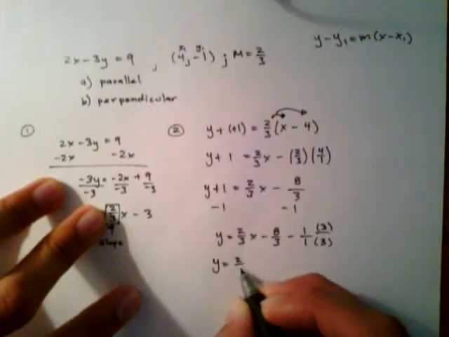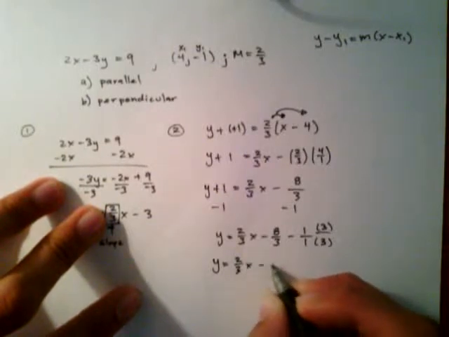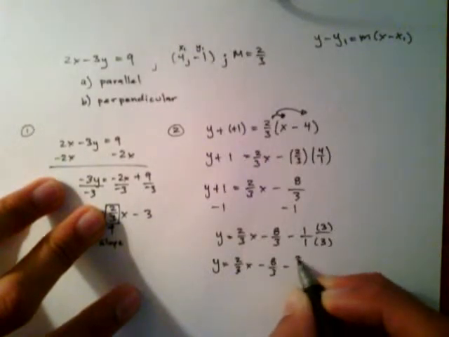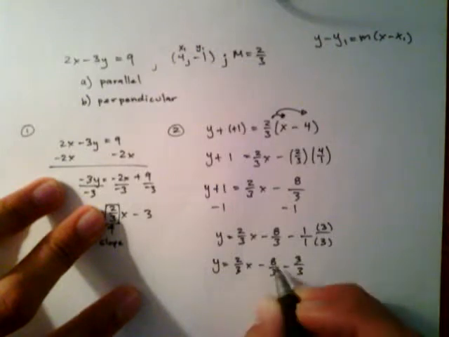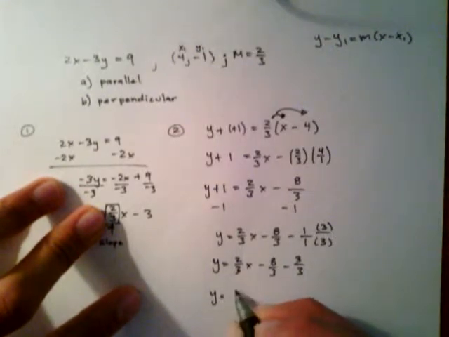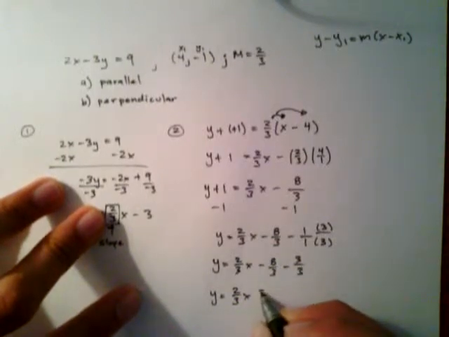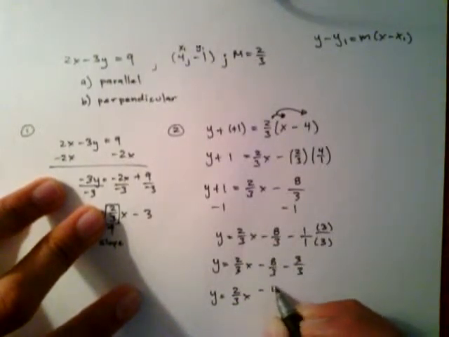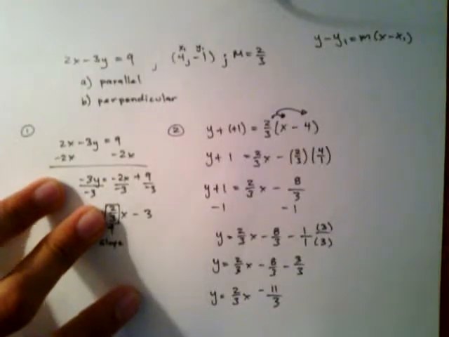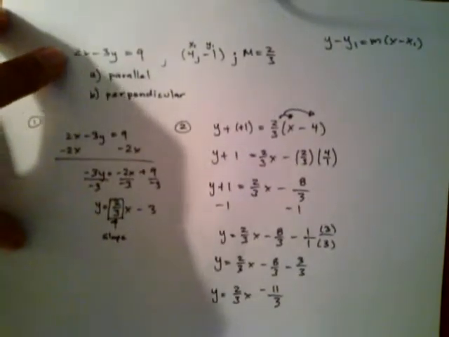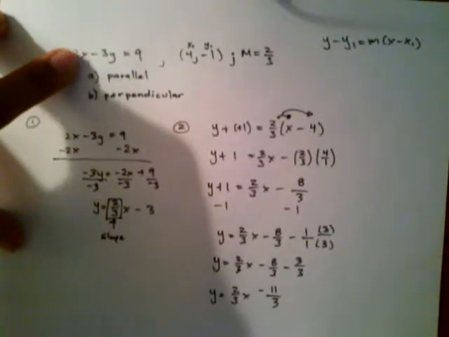So now we have y is equal to 2/3 x minus 8/3 minus 3 over 3. Now we're able to subtract across. So we have negative 8 minus 3 gives us negative 11, and over 3. So now we figured out a line that is parallel to our previous line.